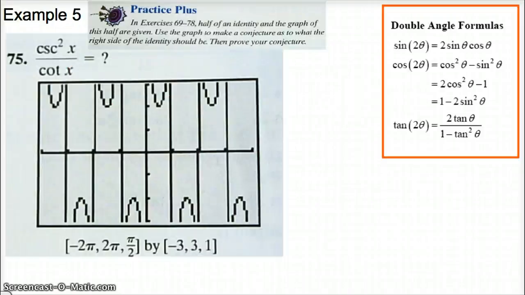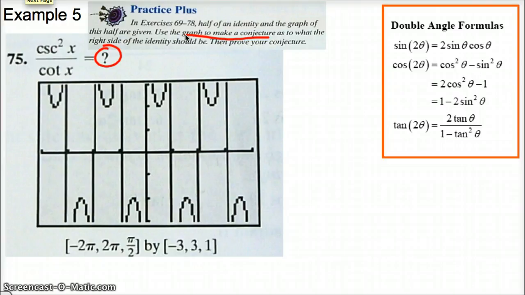Okay, so this next example, example 5, we're going to look at one that's in the book. It's question 75. We've been dealing with some of these equations that have been graphed for us, and we have to finish the identity as the instructions say here. It says finish the identity, use the graph to make a conjecture.